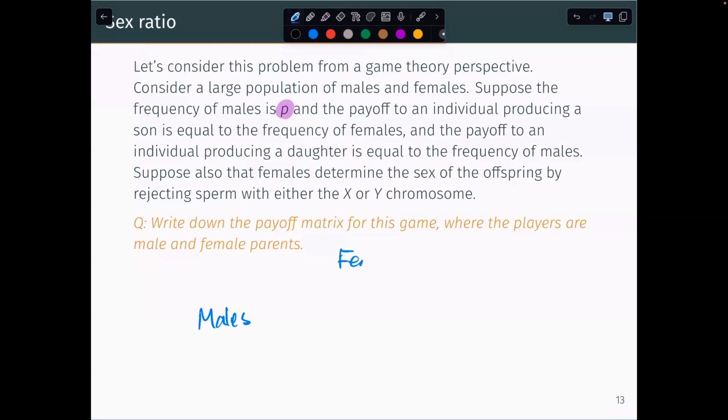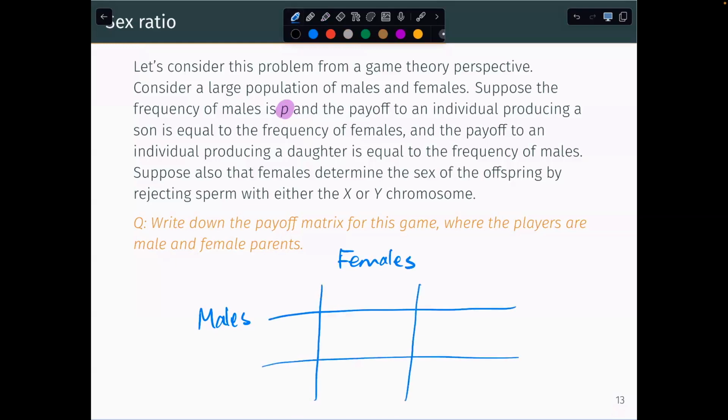So again, we've got males and females. We think about their strategies as producing sons, S, or daughters, D. Both are being able to produce sons and daughters. So this is actually going to be a symmetric game.